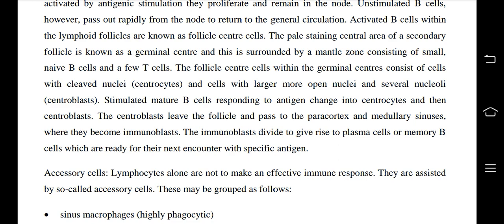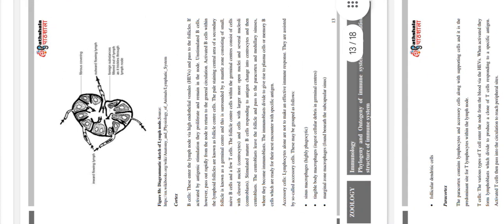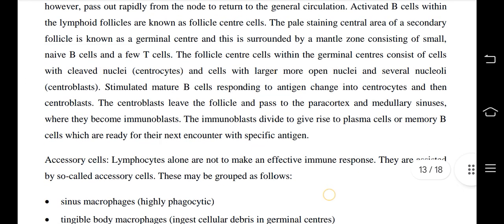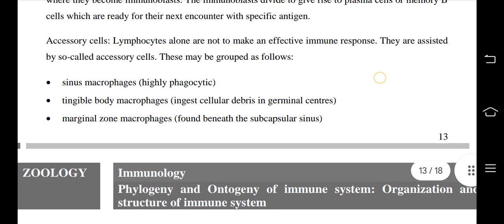Centroblast. Stimulated mature B cells responding to antigen change into centrocytes and then centroblasts. The centroblasts leave the follicle and pass to the paracortex and medullary sinuses, where they become immunoblasts. The immunoblasts divide to give rise to plasma cells or memory B cells, which are ready for their next encounter with specific antigen.